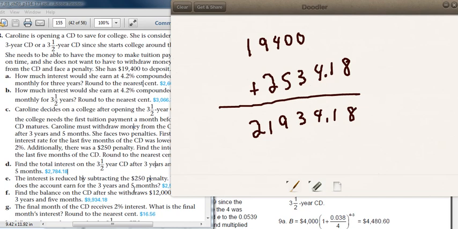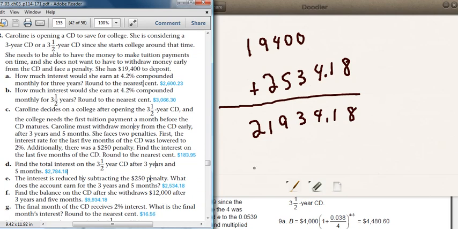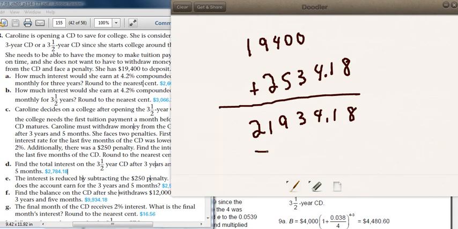But now it says we're going to withdraw $12,000. So now you just basically subtract $12,000 here, and then whatever that is, that's going to be your final answer. And your final answer is $9,934.18. Let's look at part G.